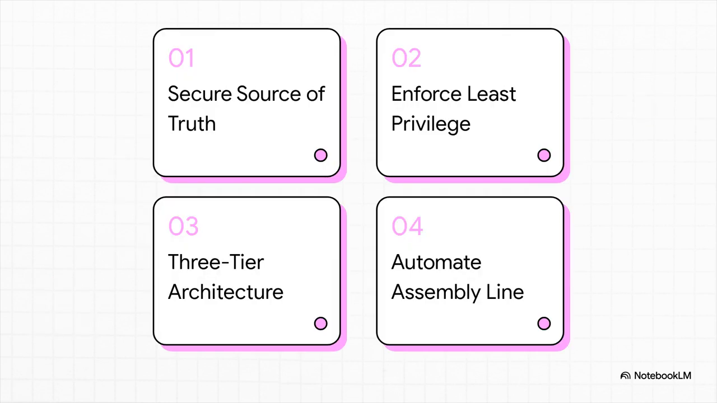To fix all of this, we're going to follow a very specific blueprint today. First, securing the source of truth. Second, enforcing least privilege access. Third, building the three-tier architecture. And finally, automating the assembly line.